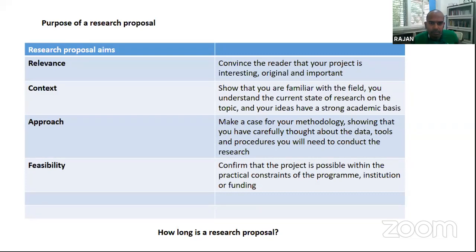And then the second part is context: you are familiar with the field, you understand the current state of the research on the topic, and your ideas have a strong academic basis. Academic basis means that even though you may look at the problem for an application, the fundamentals should be addressed properly. Rather than talking about the big picture directly and jumping in, there should be an academic base. That's why these projects are given to academics. If the funding agency wanted to give it to industries, that would be looked at differently. When it goes from the academic side, it has to have an academic flavor as well.